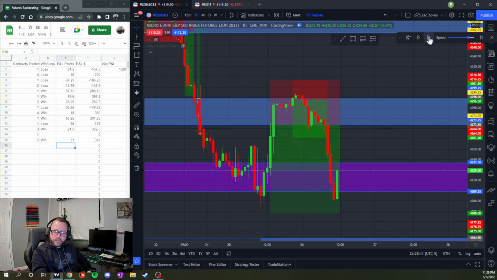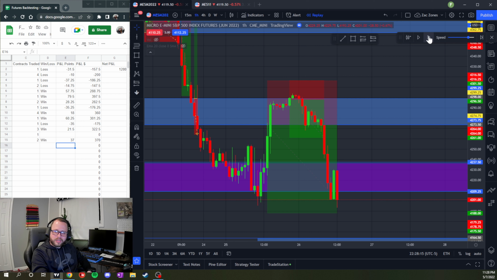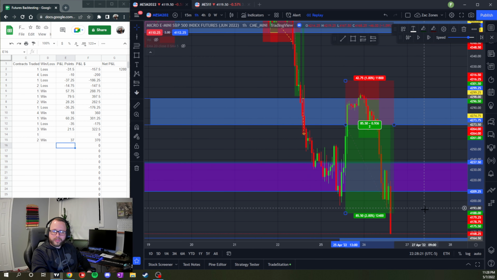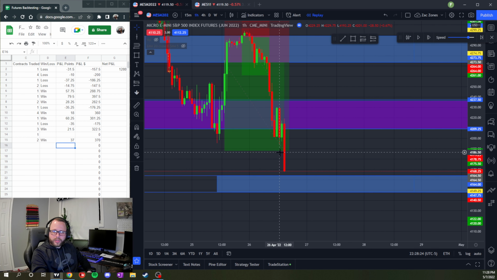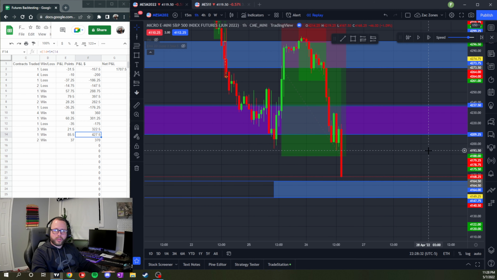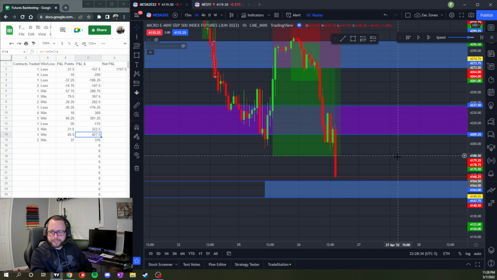Coming on down, and that would irritate me so much. Are we gonna get a win on this one too? That would be awesome. Come on. There it is. All right, so we got a win on that one as well. That's a 85.5 point win. Nice $400 winner on the one that we picked up some more risk on.